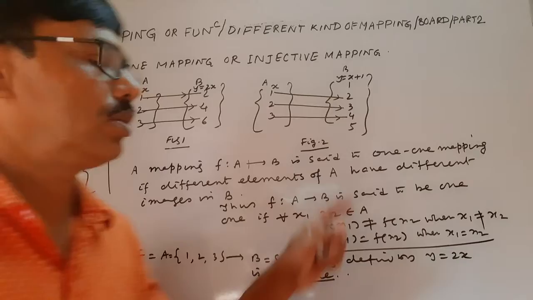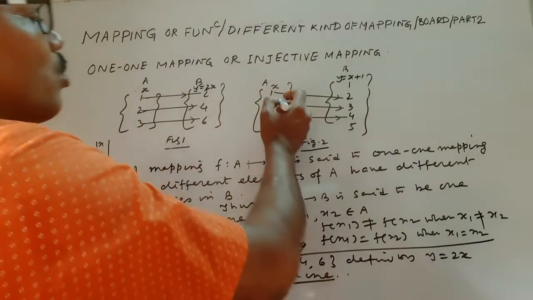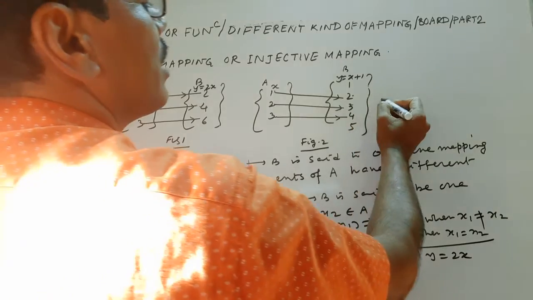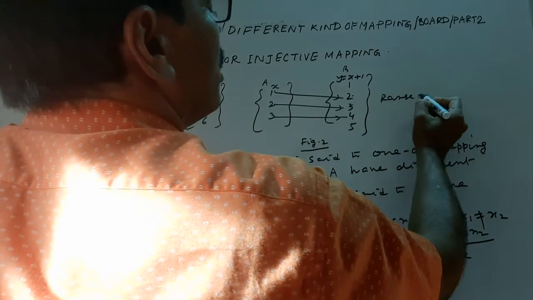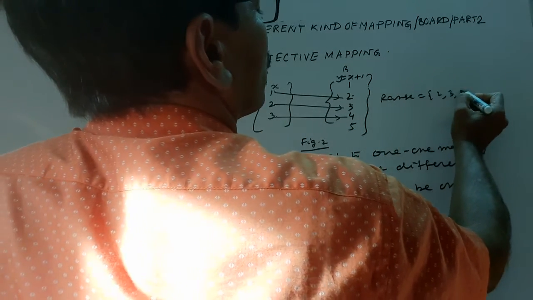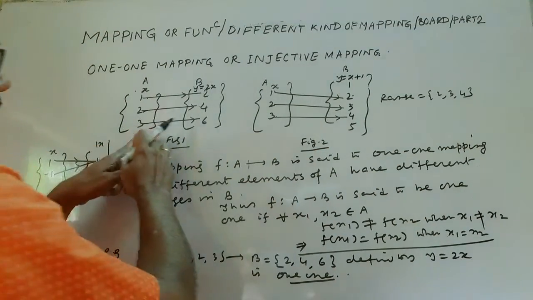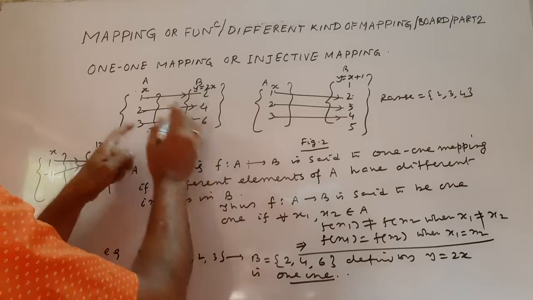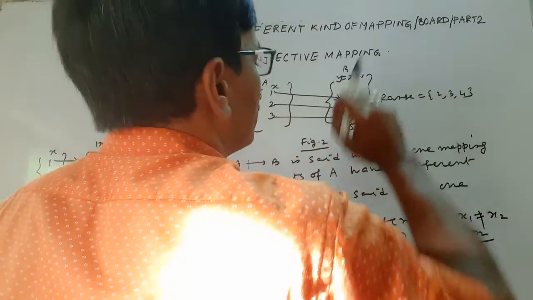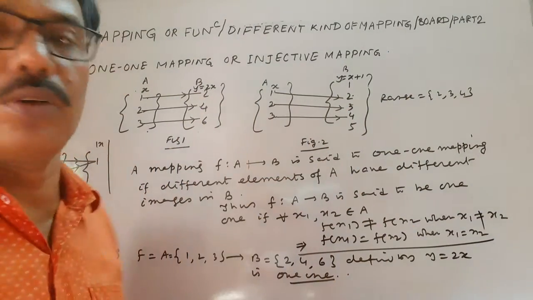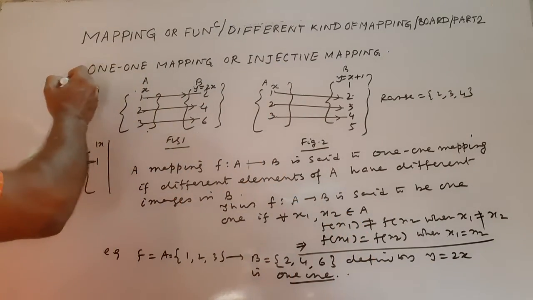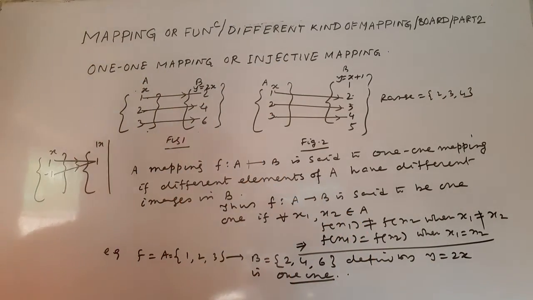Now look, this is also 1-1: 1 to 2, 2 to 3, 3 to 4. Here what is the range? The range is 2, 3, 4. This is also 1-1. This is also 1-1. But this is 1-1 onto, and this is 1-1 into, the range being a subset of the codomain. So this is the definition of a 1-1 function.